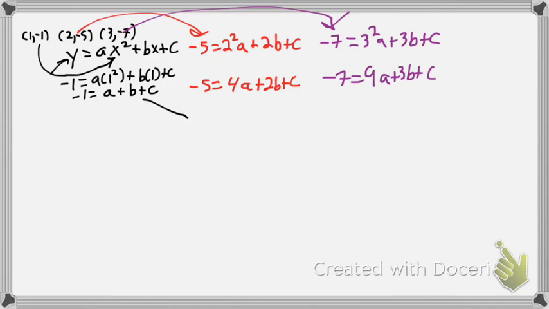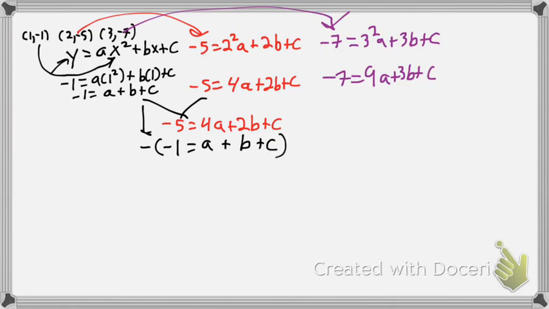Okay, so these are my 3 equations now. So what I'm going to do is put them together, and this is going back to the previous chapter when we had to solve equations with 3 variables. So same idea. We have -5 equals 4a plus 2b plus c. And then we're going to subtract that equation, -1 equals a plus b plus c. So we're just subtracting the bottom equation from the top equation.